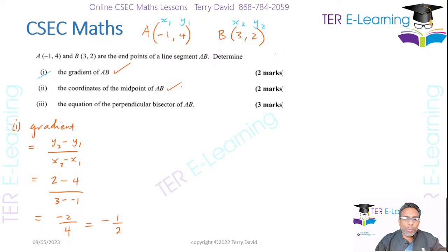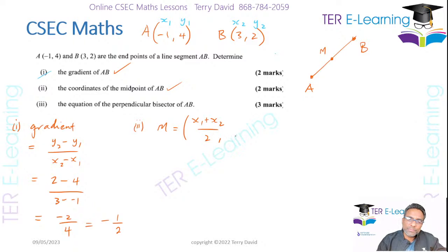The second part, they want you to work out the coordinates of the midpoint of AB. So let's say this is A. Let's say this is B. Now this is just for visualization purposes only. So this here is your midpoint that you're trying to find. There's a formula for midpoint that is not given to you in the exam, but you need to know it. So midpoint is given by this formula here: x1 plus x2 all over 2, y1 plus y2 all over 2.